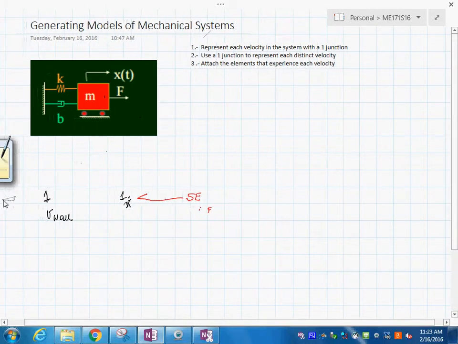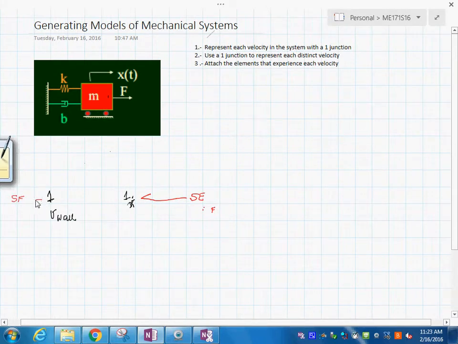Now on this side, on the right hand side, over here, we represent that as we need to represent the inertia, the mass as an inertia element. What I'm trying to say. So this is going to be like this with value m. Okay, and then that's step number 3. Make sure that we consider all the elements that experience each velocity.